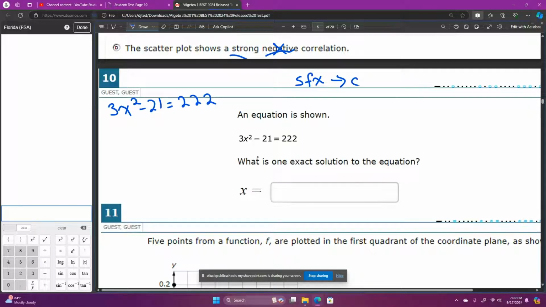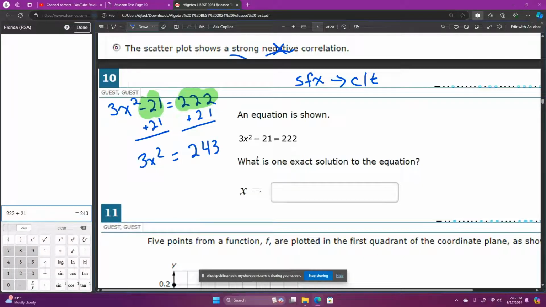Usually the first step is combining like terms. Okay, so what are our like terms here? This negative 21 and the 222, they're alike because they don't have a variable with them. So we want to cancel this one out. What's the opposite of minus 21? We're going to add 21 to each side of the equation to give us 3x squared equals 222 plus 21 equals 243.